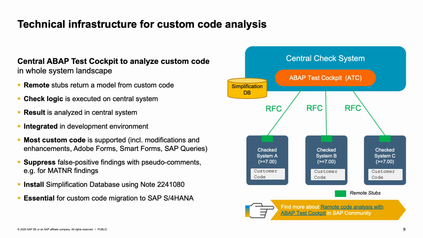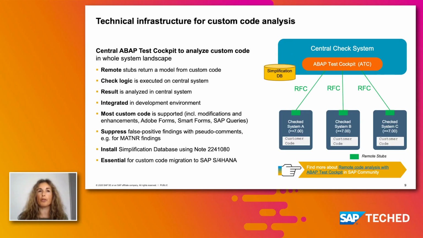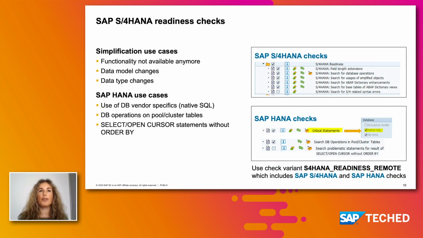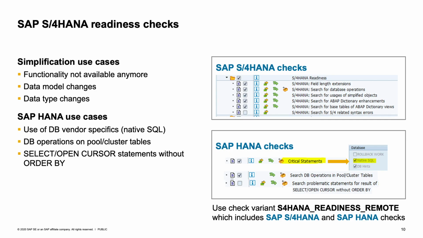We support most of the custom code, including modifications and enhancements, and we also now offer support for SAP queries. And this infrastructure is essential also for custom code migration to SAP S/4HANA. You just need to download the simplification database to the central ATC check system, and you need to execute the S/4HANA readiness remote check variant, which contains both SAP S/4HANA and SAP HANA checks.